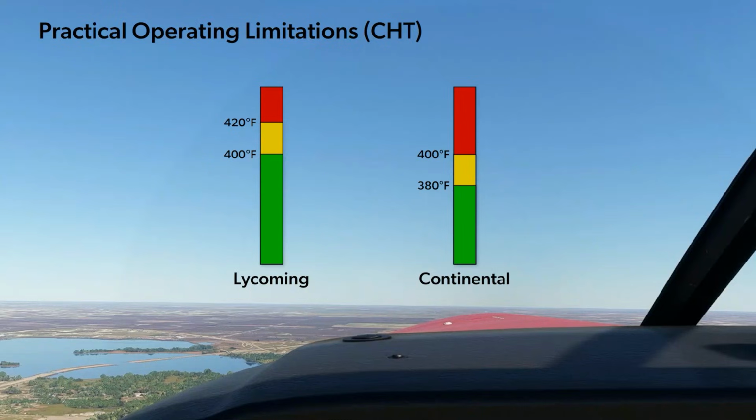I'm certainly not going to lean the mixture with the CHT peaking at 430. And so my method in that case is to leave the mixture full rich, do everything else that I can to keep the temperature from getting too out of control. And then once the CHT drops below a reasonable level, then I'll start to lean with CHT as the limiting factor.